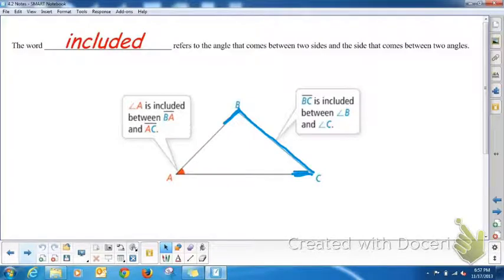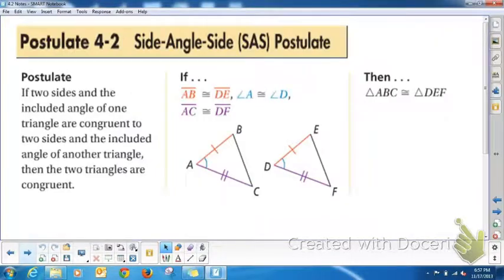You'll notice when it's a side that the segment's name is the letters of the two angles that it's included between. And when it's an angle, then the name of the angle is the letter that both of the segments have in common. And that's how you'll know it's included between them. So, included. This is important because now we're going to talk about an angle that's included between two sides.